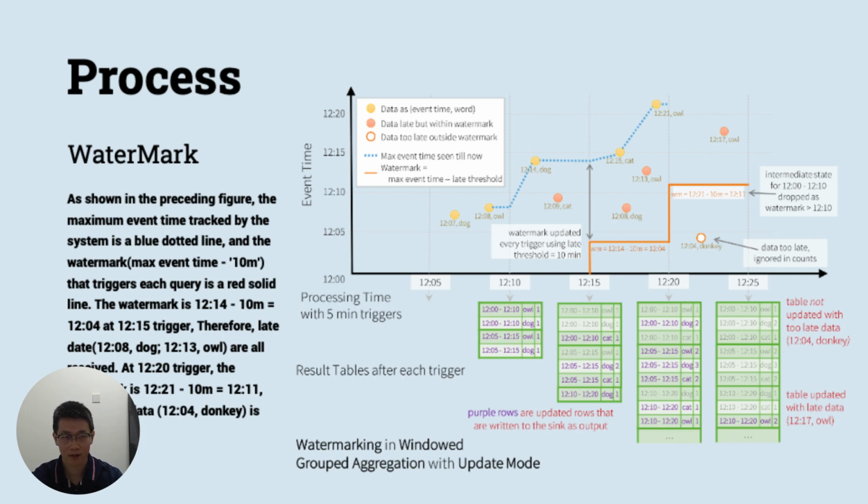Now, let's take a look at the trigger cycle. Does it trigger once every 5 minutes, or how often? Is it triggered once every 5 minutes? For instance, before 12:05, there was no data to retrieve, so the intermediate state table was empty.